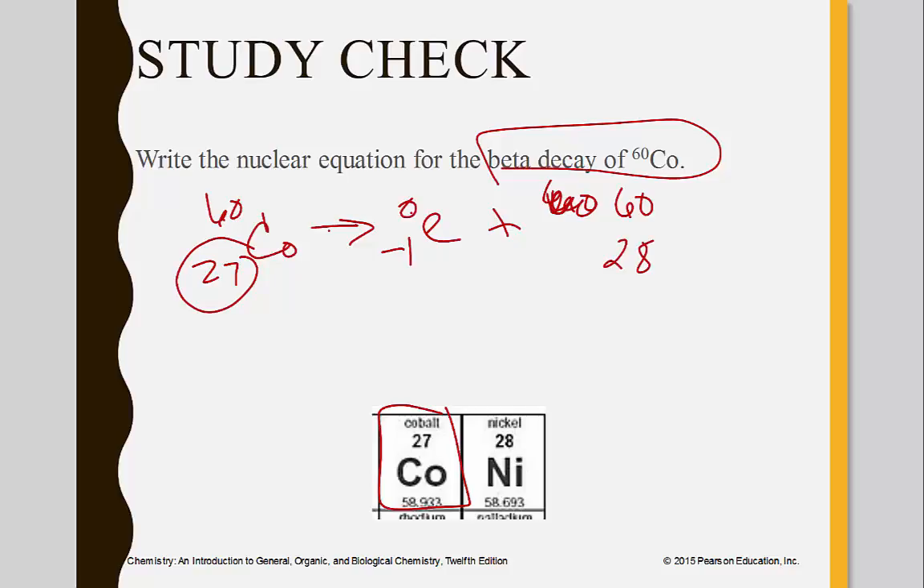27 is equal to negative 1 plus x. So we add 1 to both sides, and that's how we got 28 here. So 60 over 28, 28 is nickel. And so that's your answer, 60 over 28 Ni.